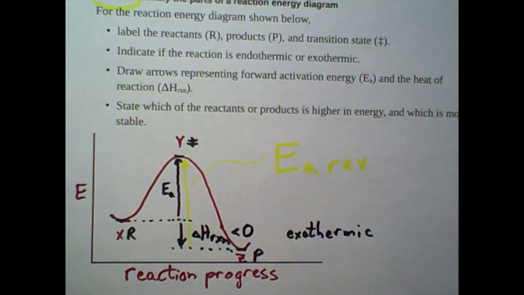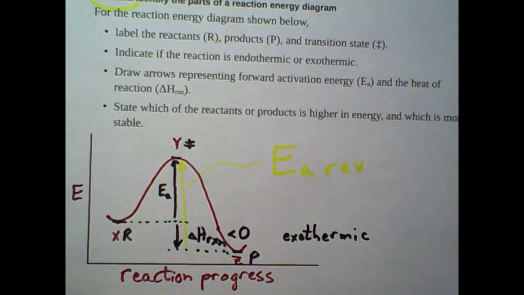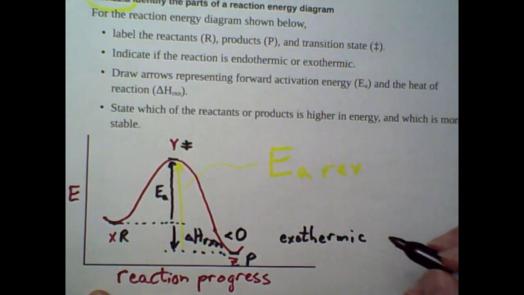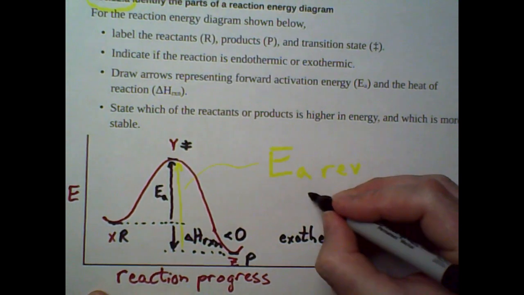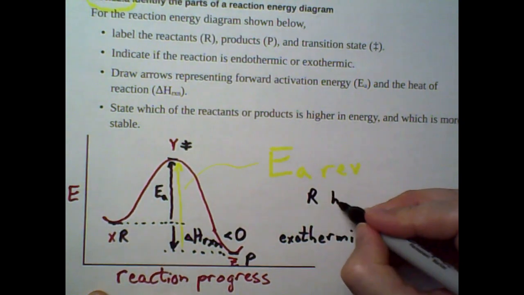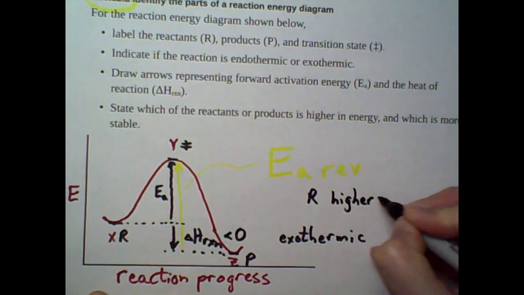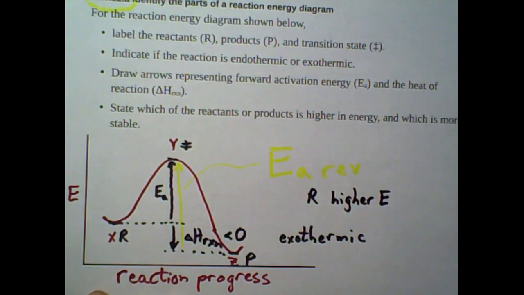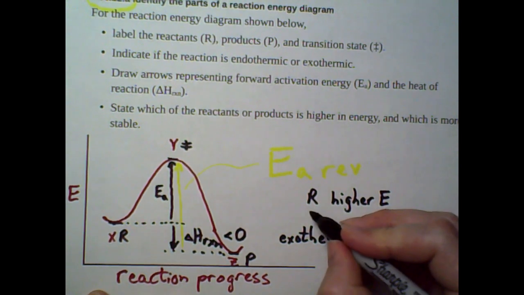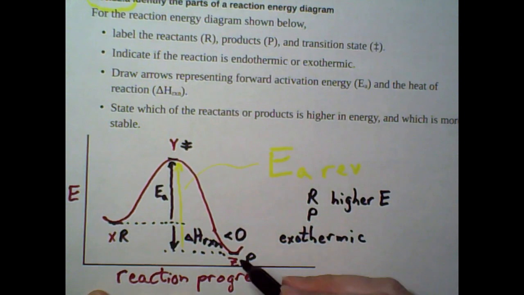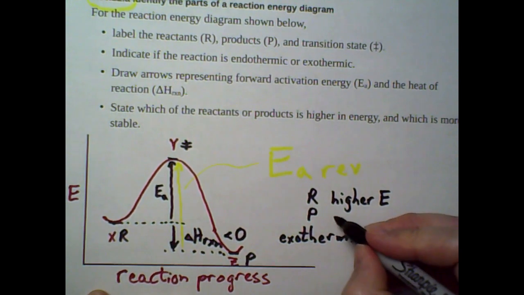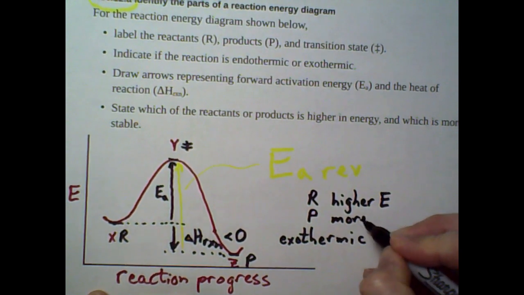All right, we need to make some statements. Which of the reactants or products is higher in energy? So reactants are higher energy. And which is more stable? The lower energy is more stable. So products are more stable.